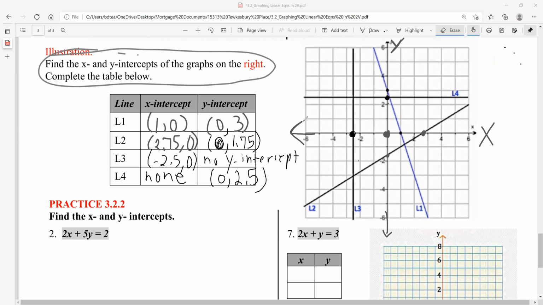So if you look at the intercepts again, wherever you see the x-intercept, notice that the y-coordinate is 0. And if you see the y-intercept, the x value is 0, except with the horizontal and vertical lines.